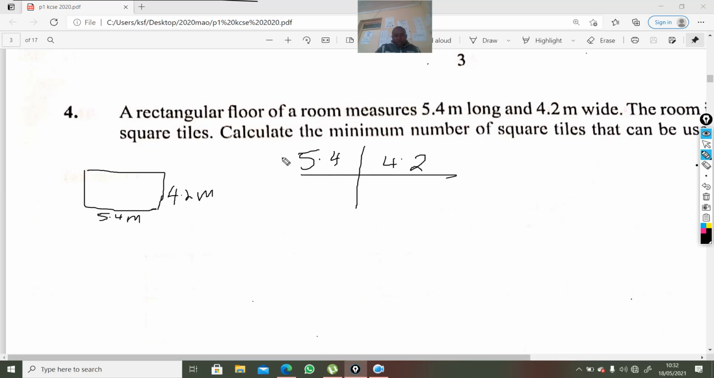I need to find the GCD of the two, and think of 2. 2 can divide in both, to 2.7 and to 2.1. 2 cannot, but 3 can go to both. 3 can come here to 0.9, and this comes here 0.7. So we cannot have another number that we can divide this further, and therefore the GCD is what?